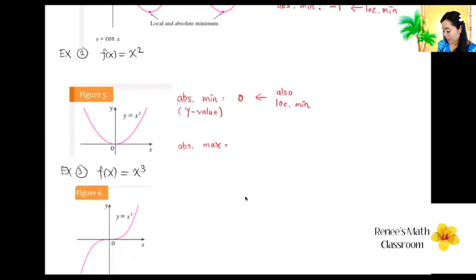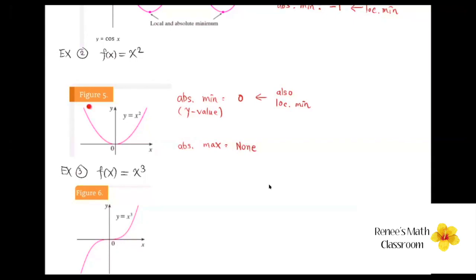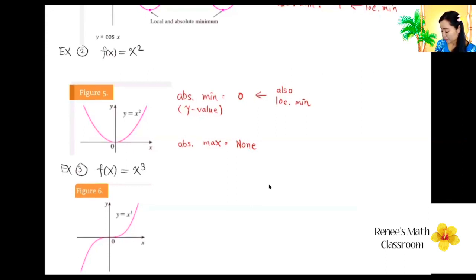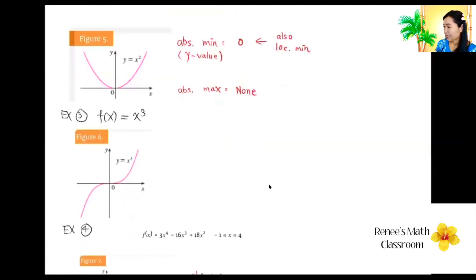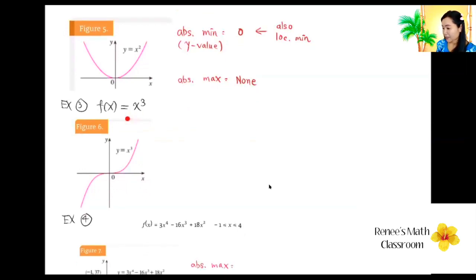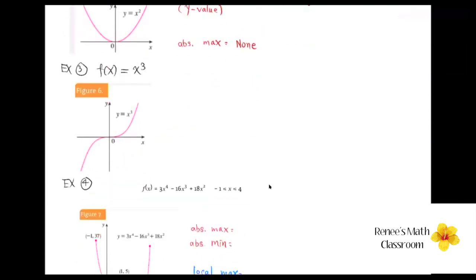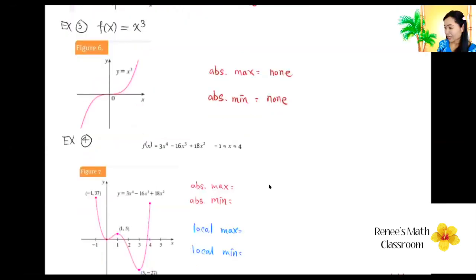What about absolute maximum? There's none. We can say infinity, but infinity is not a real number. To be a maximum or minimum, it has to be a real number. So there's no absolute maximum over here, and it keeps on going without boundary. Now x cubed. What's the absolute maximum? There's none. Absolute minimum? There's also none. You got it. Good job.